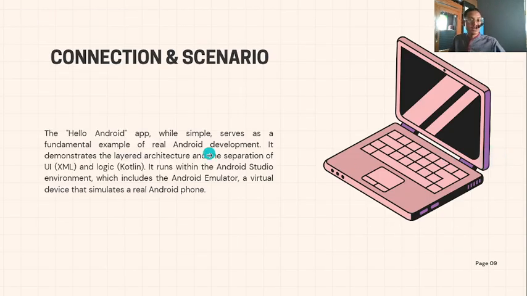Then, next, connection and scenario. The Hello Android app, while simple, serves as a fundamental example of real Android development. It demonstrates the layered architecture and the separation of UI (XML) and logic (Kotlin). It runs within the Android Studio environment, which includes the Android emulator, a virtual device that simulates a real Android phone. So, yun po, sir.